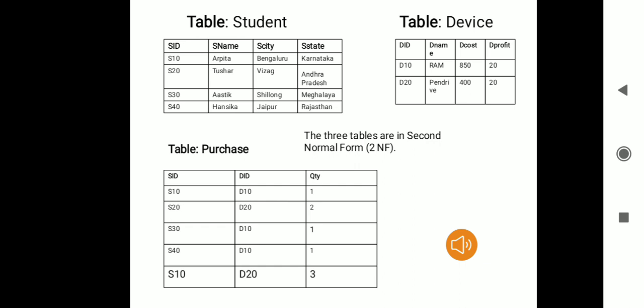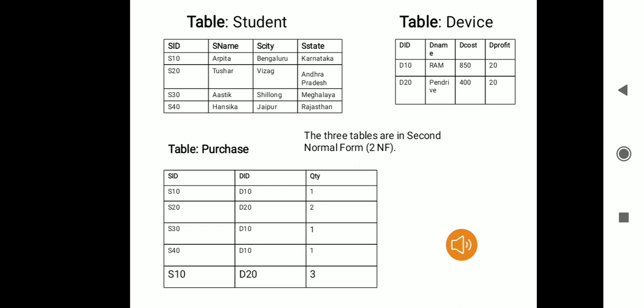Hence, the columns SID or DID cannot become a primary key in the table purchase individually. That is why the attribute QTY in the table purchase is not functionally dependent on the columns SID or DID alone. But if the columns SID and DID are combined together, they form a composite primary key which uniquely identifies every record in the table purchase.